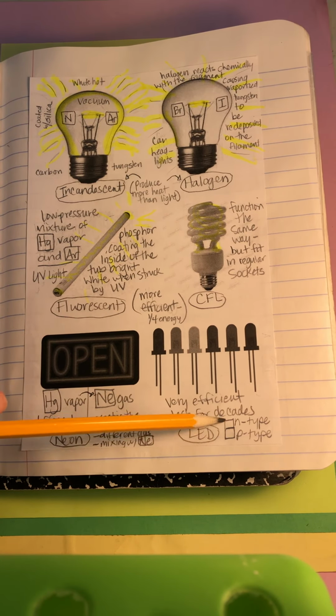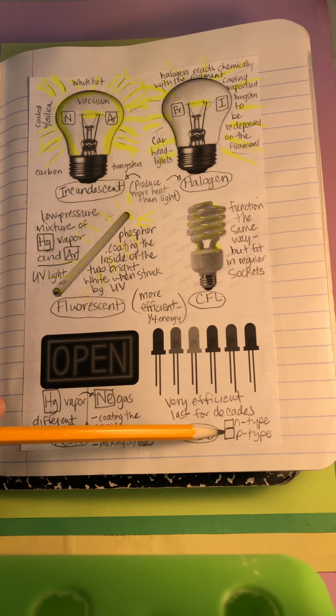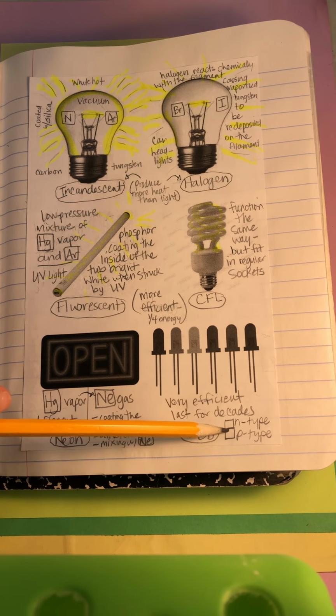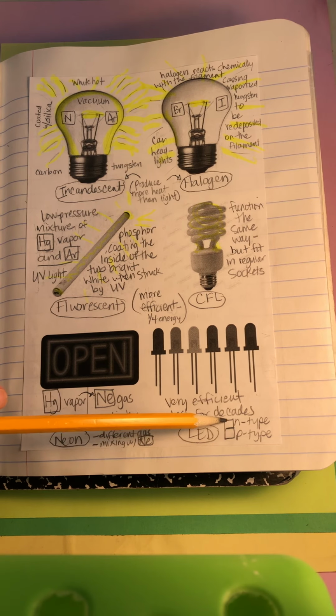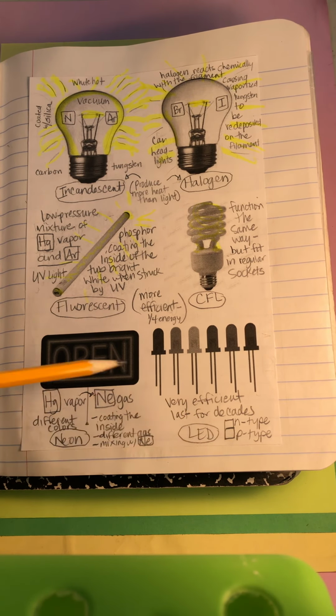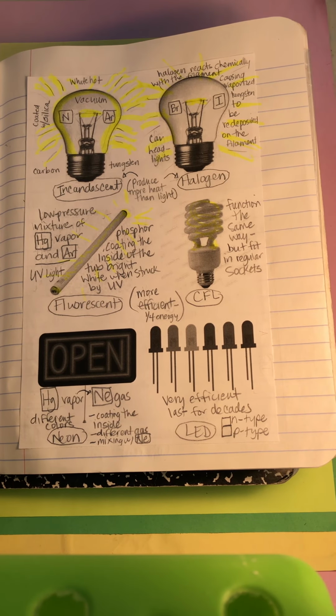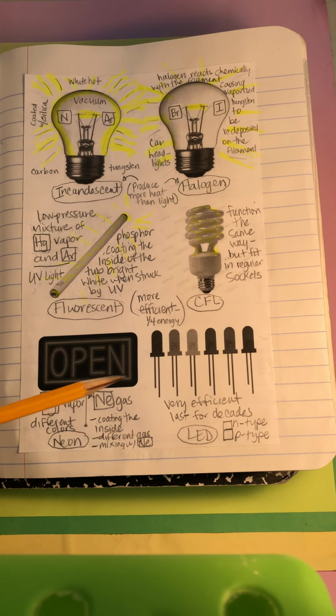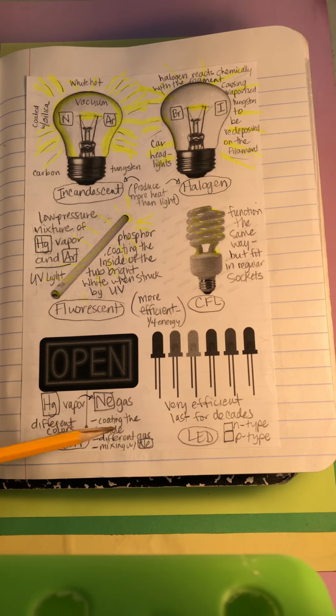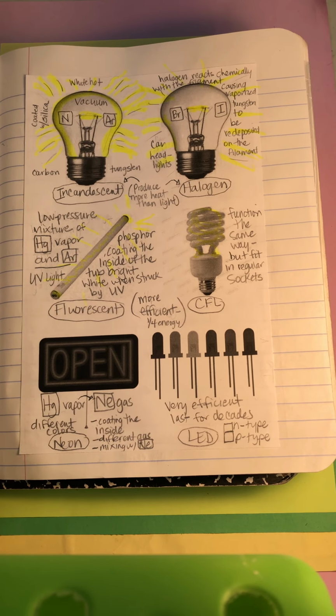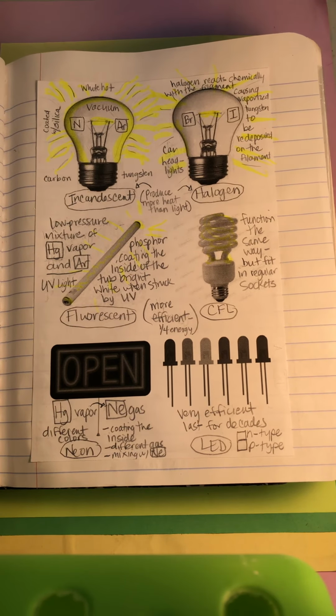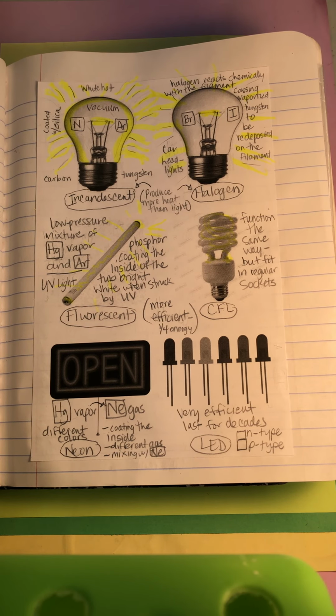And so what you do is you take a negative type and you push it up against a positive type. And as the negatives flow to the positive in that junction, you have this building of this light source. And so these are very efficient. They last for decades. And so a lot of our things in technology nowadays use lots of LEDs.